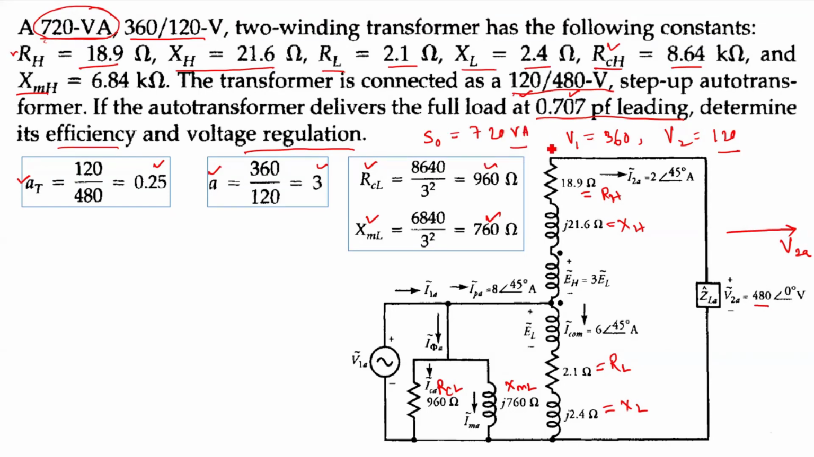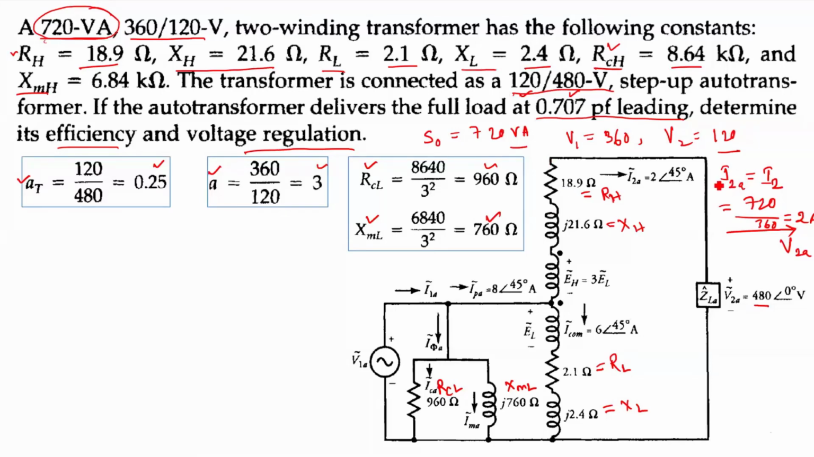Now let us find I2A. How will I find I2A? The rated current in the high voltage side will be I2, that will be equal to the rated current of the autotransformer when it is operating at full load, right? So I2A will be equal to I2. That will be equal to 720 by 360. It will give me 2 ampere, right? So now the magnitude of I2A is 2 ampere.